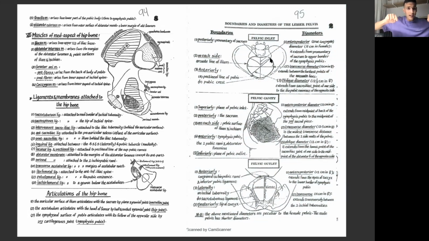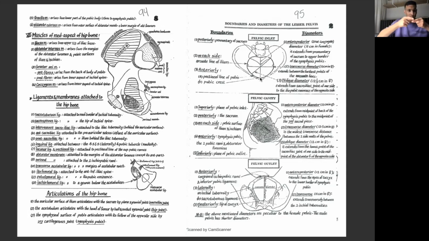Now I'm going to go on the lateral aspects of this. It's made up of the arcuate line of the ilium right here, and here. And then I'm going to say anteriorly, it is made up of the pectineal line of the pubis and finally the pubic crest.